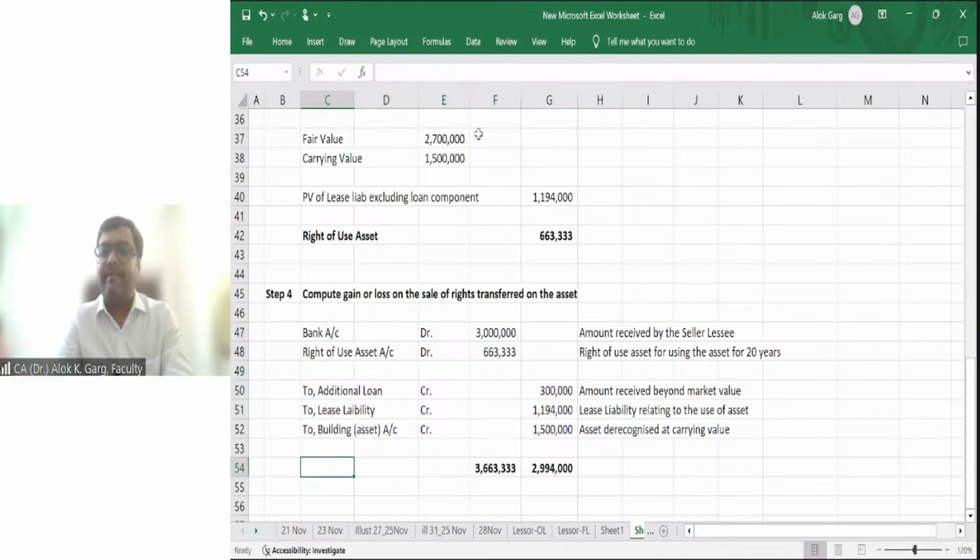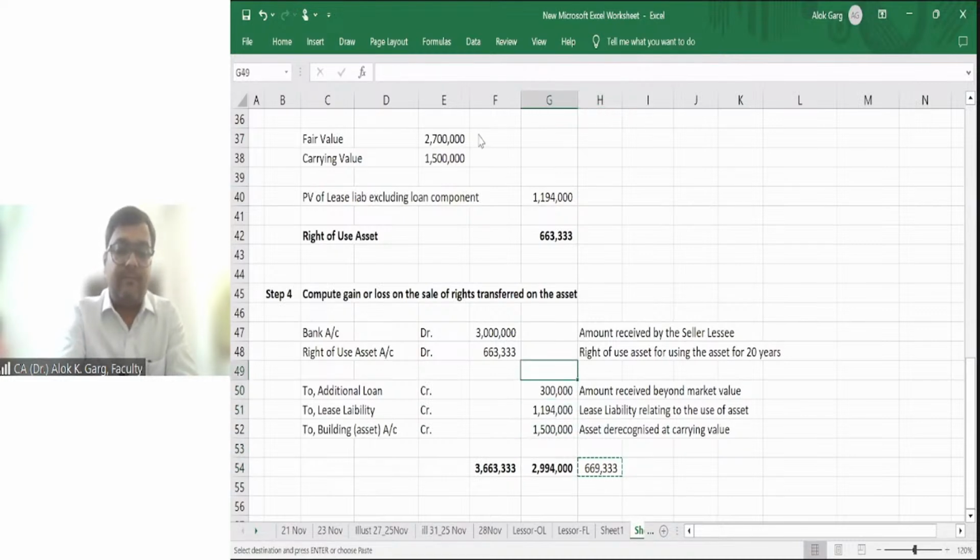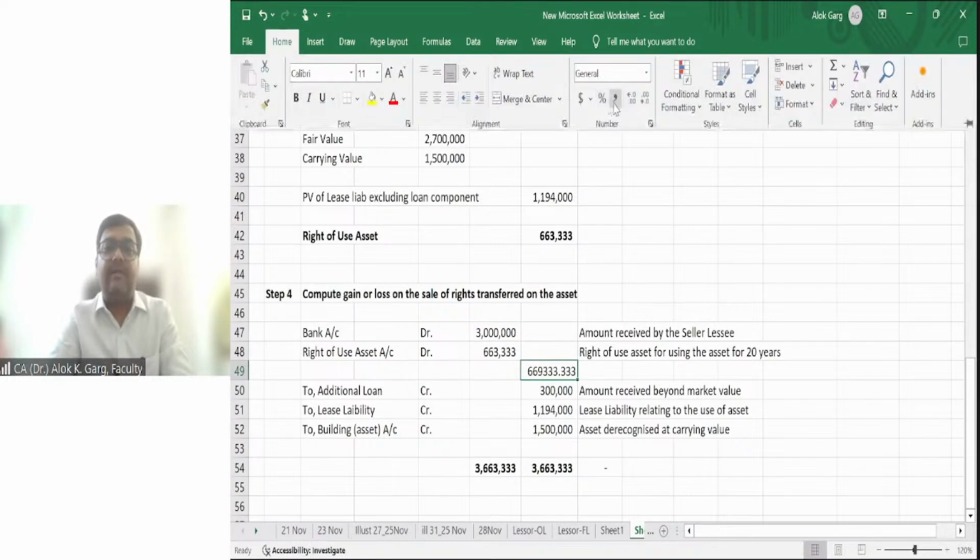So the total of the debit side is 36 lakh 63,000. The total of the credit side is 29 lakh 94,000. It means there is a difference of how much? 3633 minus 2994 is 669. This will be your balancing figure.